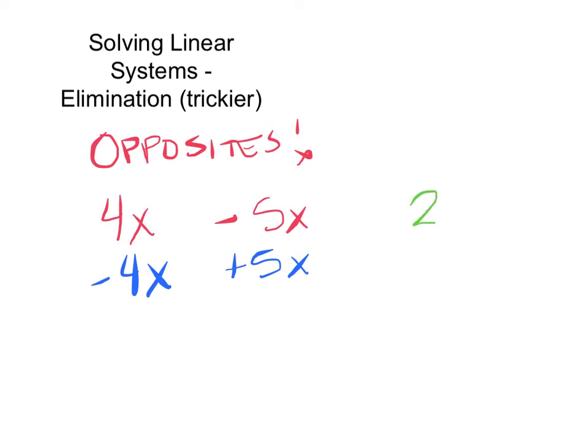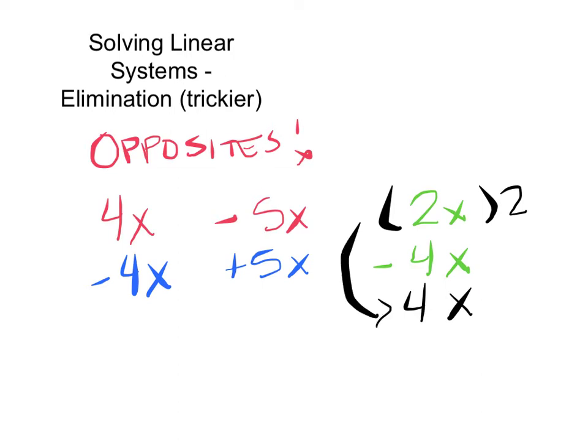So let's say we had 2x and we had negative 4x. Are they opposites? No. How could you make one of them opposite of the other? Well, what we could do is take this 2x and multiply it by 2. Then we would have 4x. Are 4x and negative 4x opposites? Yes. So, some of our problems are going to need us to multiply by a number rather than just a negative sign like we did in the other video.